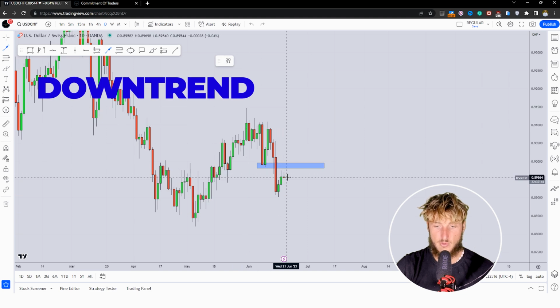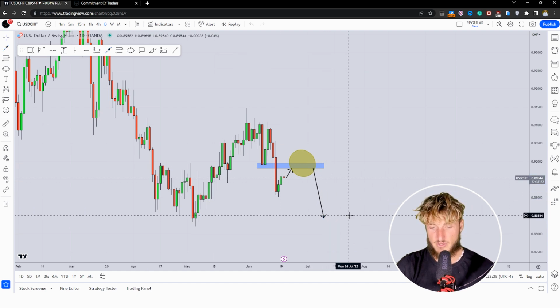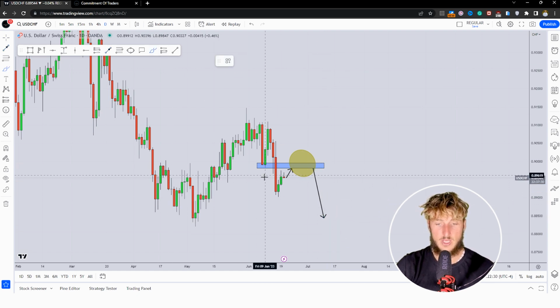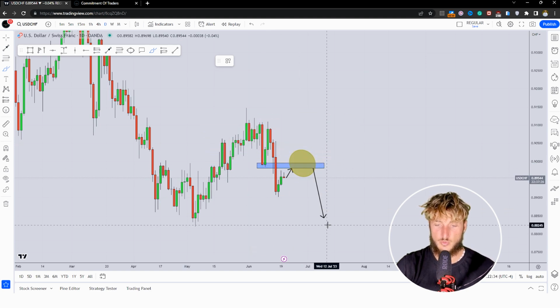So if we will have a correction to this confluence of resistance, there is the possibility to see more institutional shorting of USDCHF inside of this area, which at that point would favor the development of bearish price action away from the zone. So if we get a correction to the area, that is how we could be approaching this potential move lower.